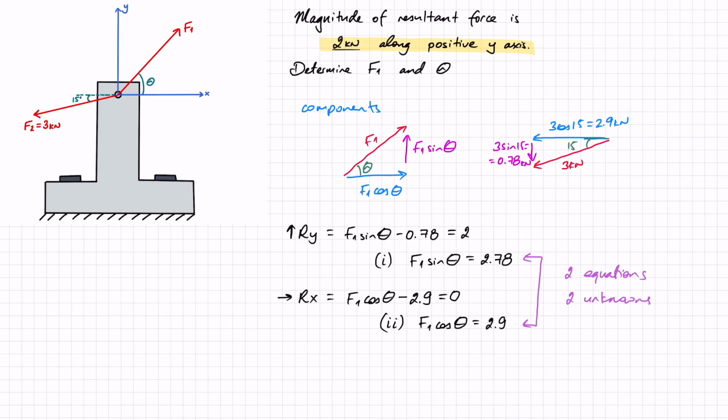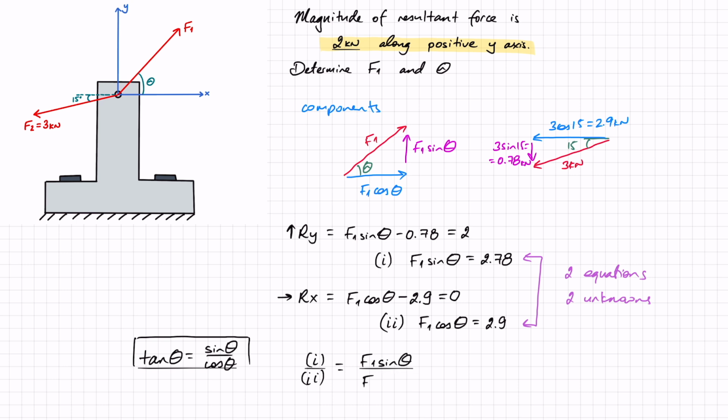The way I'm going to solve it is, and as I said before, there are loads of ways of solving everything, but I'm just going to use this. I know that tan theta is sine theta over cos theta, and if I use this equality, I can just divide equation 1 by equation 2, and that gives me F1 sine theta over F1 cos theta is going to be equal to 2.78 divided by 2.9. So I've really just divided both sides of equations 1 and 2. Now, as I said before, there are loads of different ways of solving it. This just seemed the simplest to me.